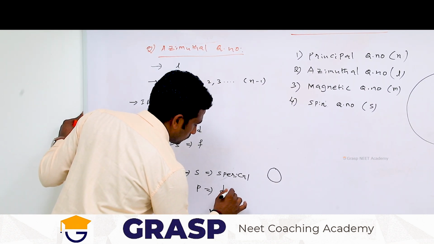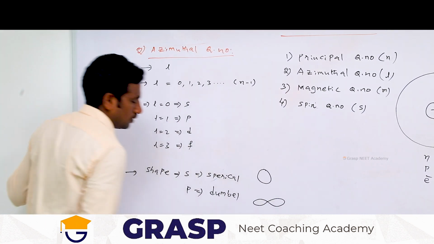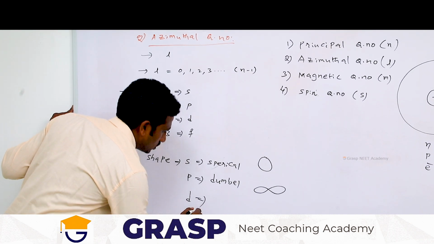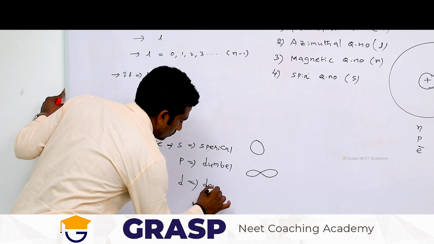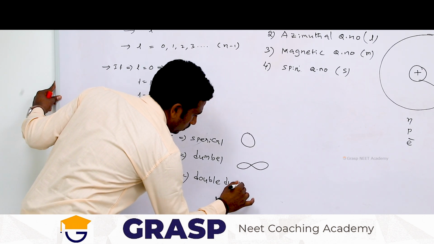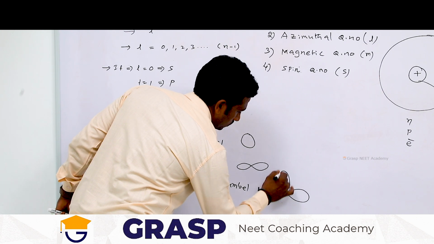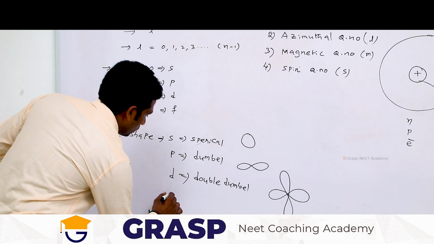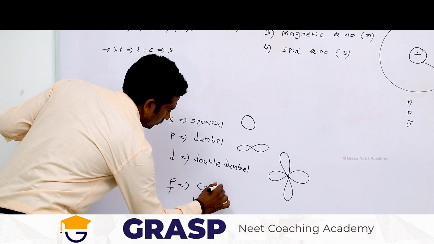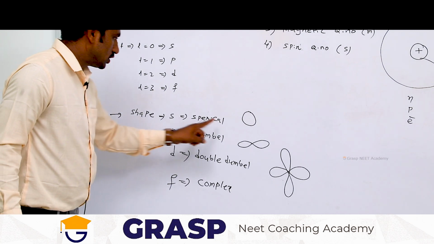If p orbital, what is the shape of the p orbital? Dumbbell in shape. You can write like this. D orbital, what is the shape? Double dumbbell. Double dumbbell shape. And what is the f orbital shape? It is complex, or else fourfold. It has a complex shape. Like this it will explain the shape of the orbital.